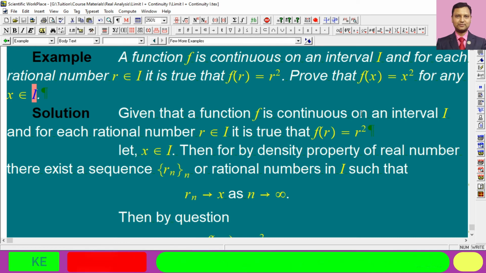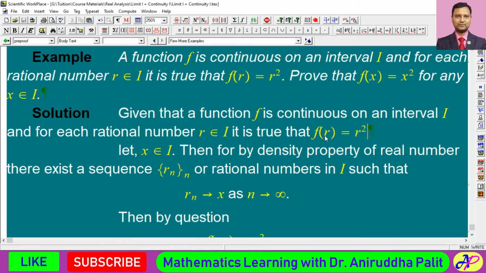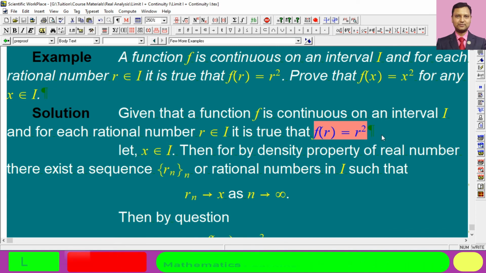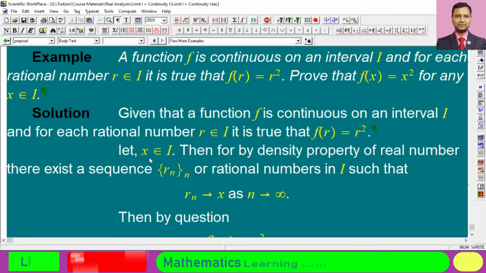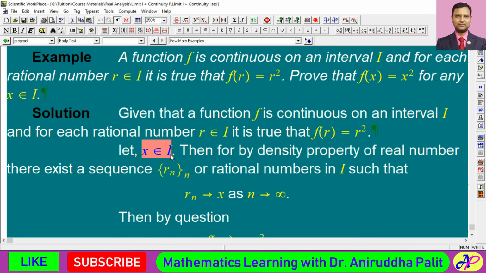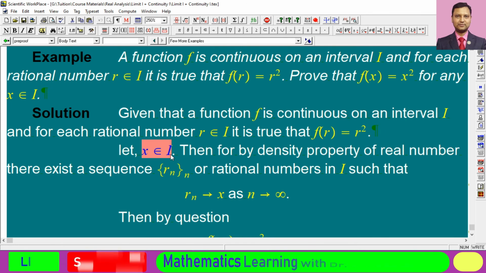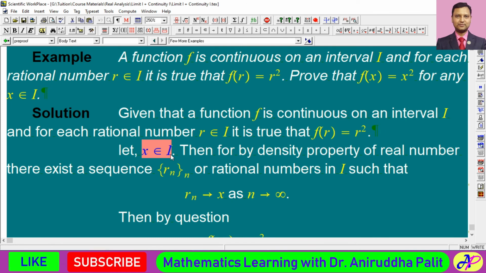So এখানে আমাদের যে ইনফরমেশনটা দেওয়া হয়েছে f of r is equal to r square for all rational number r belonging to I, সেই ইনফরমেশনটা আমরা এখানে ইউজ করব। আমরা একটা যে কোনো আরবিটারি এলিমেন্ট চুজ করে নিচ্ছি x belonging to I। যদি x একটা রেশনাল নাম্বার হয়ে থাকে তাহলে তো রেজাল্টটা প্রুফ হয়ে গেল। আর যদি x একটা ইরেশনাল নাম্বার হয়, in that case আমরা জানি that by density property of real numbers there exist an infinite number of rational numbers in the neighborhood of any real number x.